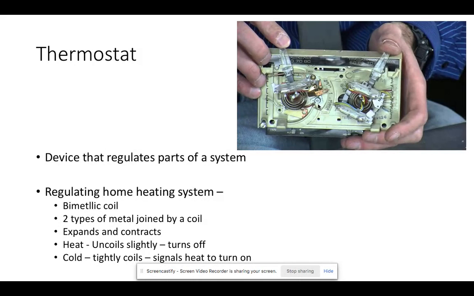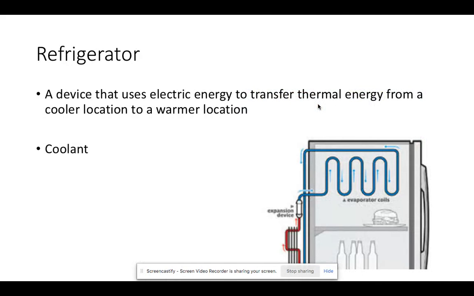If you heat it, it will uncoil slightly and turn off. When it's cold, it coils tightly and signals your heat to turn on. So that's how the inside of your thermostat looks. Those coils will expand and contract depending on the temperature in the room that it's in to heat and cool your house.